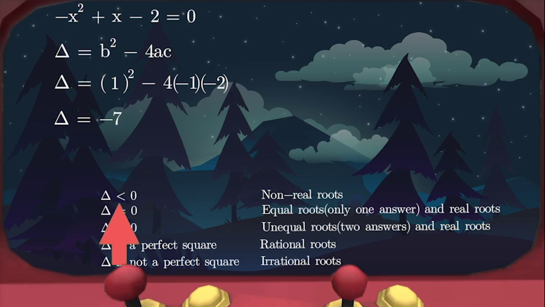And when delta is less than 0, we have non-real roots. So we can just simply say delta is equal to minus 7. Therefore, our roots will be non-real. And that is all there is to it.